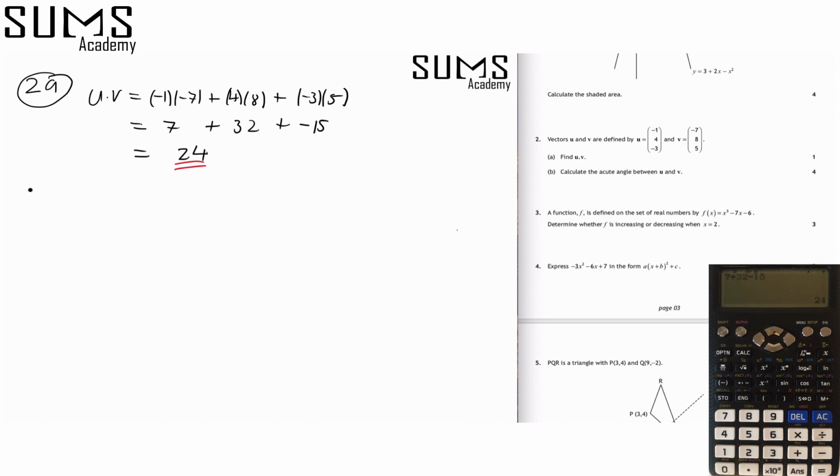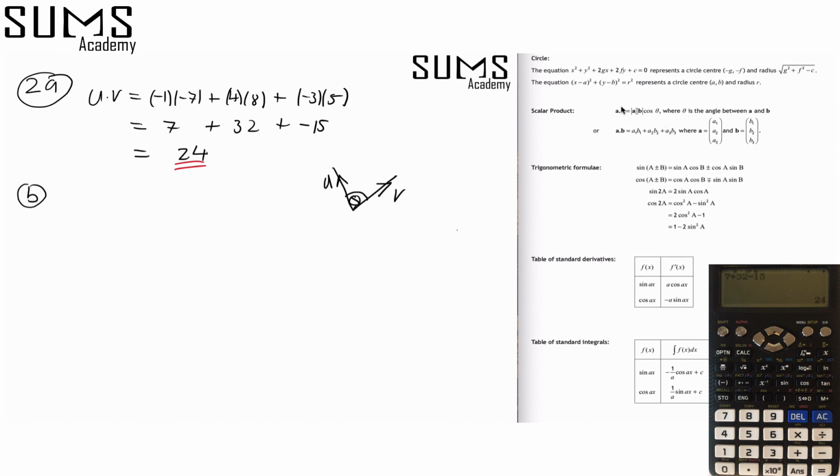So next question, part B. Calculate the acute angle between u and v. So if you can imagine, this is your vector u, and then vector v will be coming up at some angle like this, and we want to know what that angle is there. So again, we use our scalar product formula, and we can translate that into what we need it to be. So instead of a dot b, it'd be u dot v equals the magnitude of u, magnitude of v, cos theta, and we're interested in cos theta.